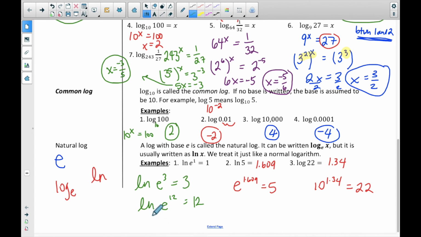Okay, that is all for our video today. We will continue to work on logs, but this is an interesting concept, right? Trying to get your mind to work backwards from exponents. So we'll need to practice that a lot.